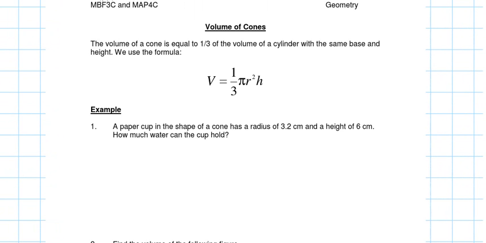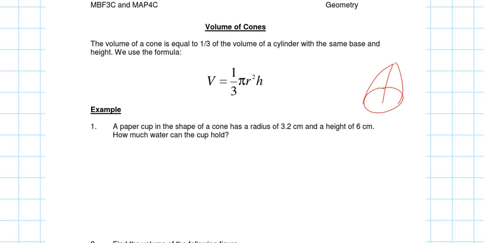A paper cup in the shape of a cone has a radius of 3.2 centimeters and a height of 6 centimeters. How much water can the cup hold? When the question asks how much water the cup can hold, I'm looking for the volume. We know the radius and the height. The height is the one going from the top of the cone to the bottom, to the center of the circle.